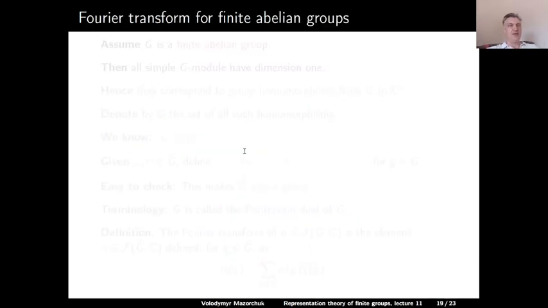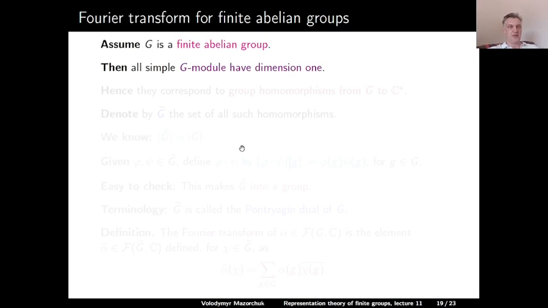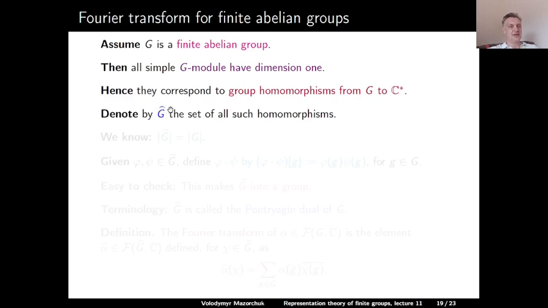Let us talk a little bit more in detail about the special case of finite abelian groups. Assume that G is a finite abelian group, then all simple G modules have dimension 1. In particular, they all correspond to group homomorphisms from G to the multiplicative group of non-zero complex numbers. Let us denote by G hat the set of all such homomorphisms. We know that the number of simple modules for abelian groups is the same as the cardinality of the group. So the cardinality of G hat is equal to the cardinality of G. Given two homomorphisms phi and psi in G hat, we can define their product by evaluating them pointwise.